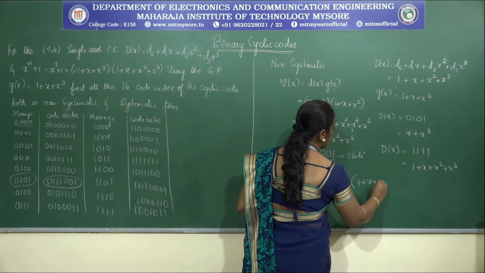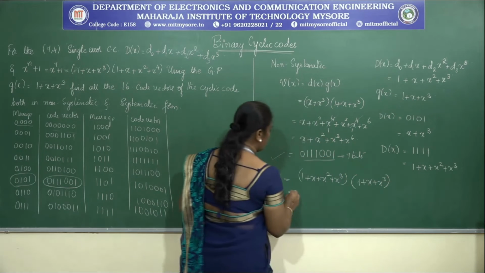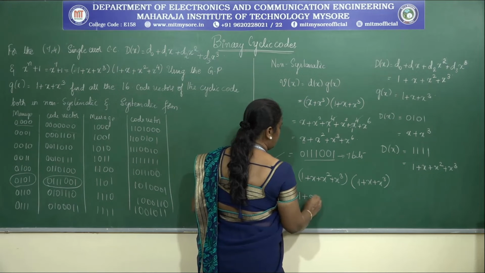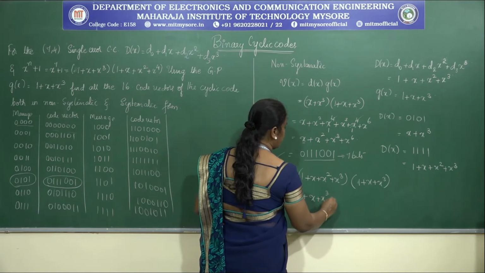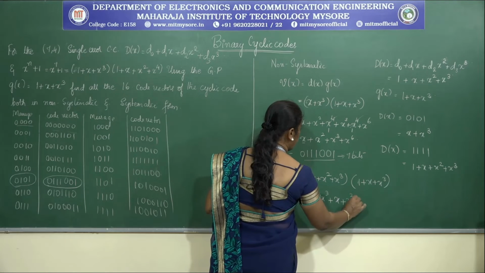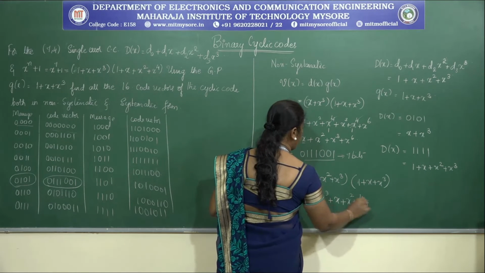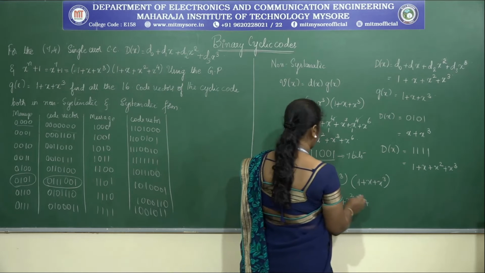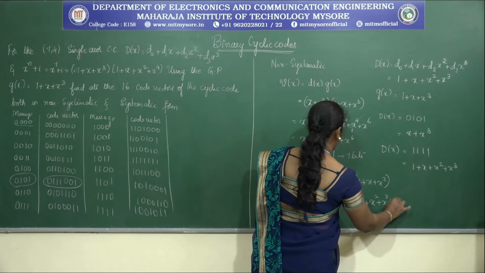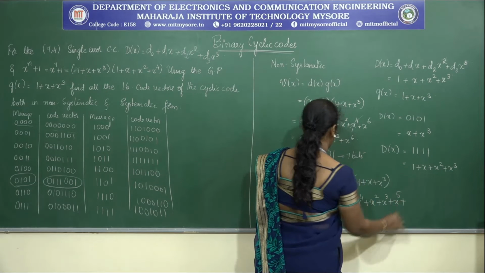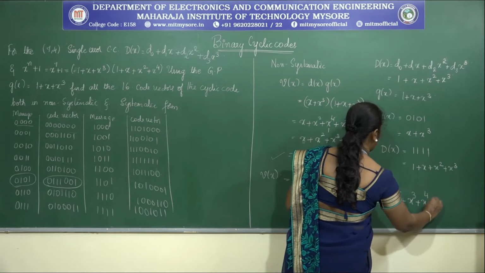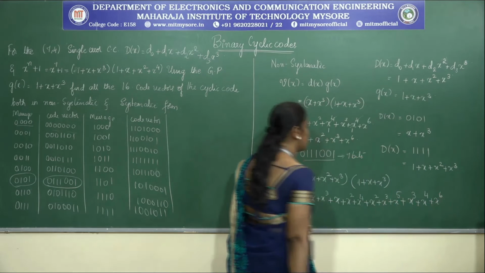G of x is 1 plus x to the power of 3. So this will be 1 plus x to the power of 3 plus x square plus x to the power of 4 plus x square plus x to the power of 3 plus x to the power of 5 plus x to the power of 3 plus x to the power of 4 plus x to the power of 6.